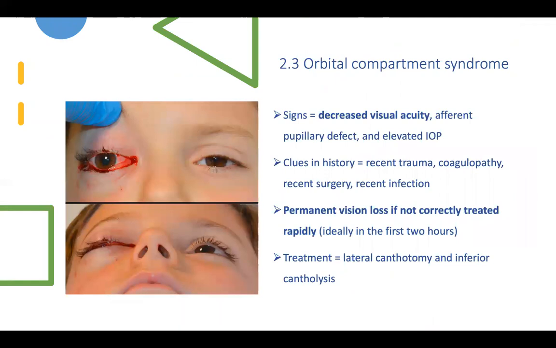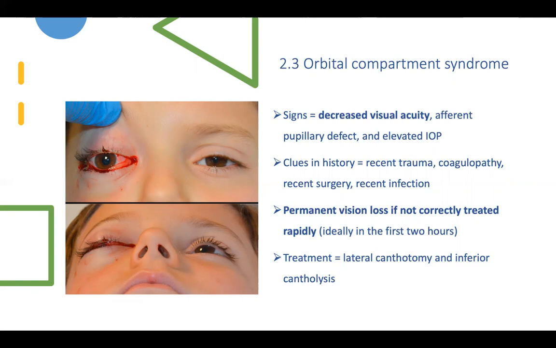Orbital compartment syndrome is where elevated intraorbital pressure results in impaired perfusion of the optic nerve and globe. Signs therefore include a decreased visual acuity, afferent pupillary defect, and elevated intraocular pressure.